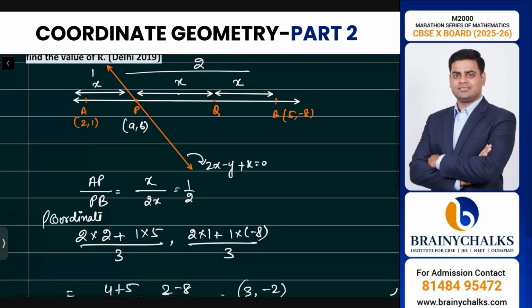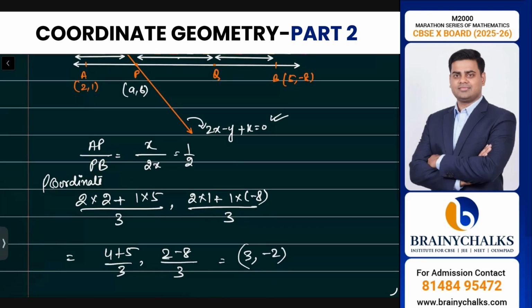And (3, minus 2) lies on this line, 2x minus y plus k equal to 0. So it must satisfy: 2 into 3, 6 minus of minus 2 plus k equal to 0. So 6 plus 2 plus k equal to 0. So k equal to minus 8 is the answer.